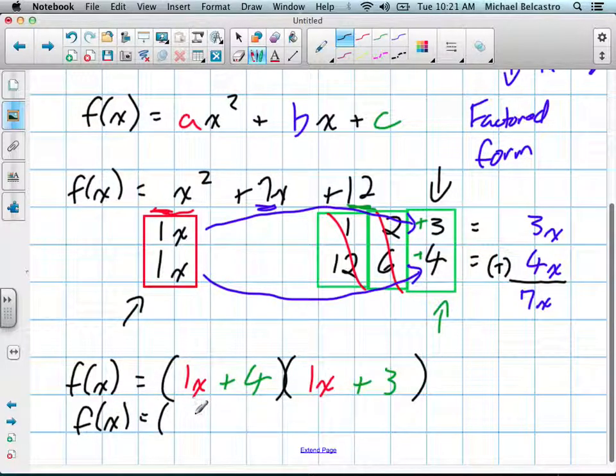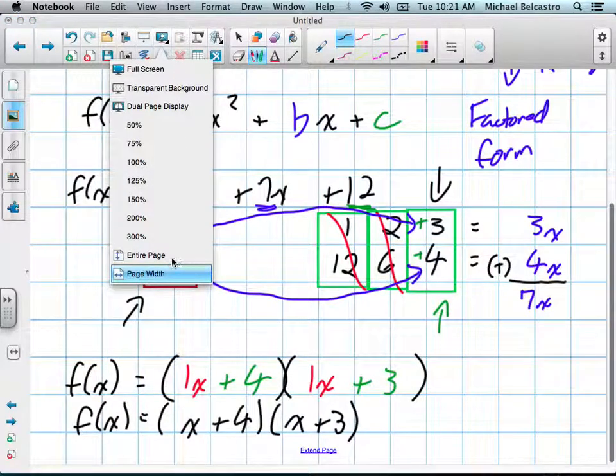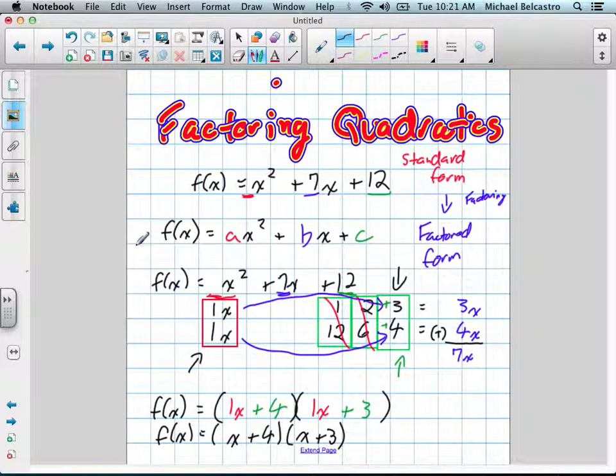We don't technically need to include the coefficient of 1 in front of x plus 4, and x plus 3. Okay? So I know a lot of steps, but the reason we went through all of these steps, and this will be done much quicker, is so that you guys get used to this process, because if you do this process properly, you'll be able to factor any quadratic, including when the value of a is not 1.